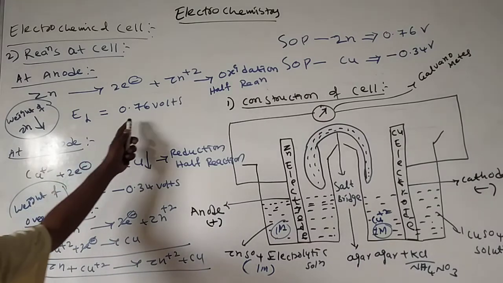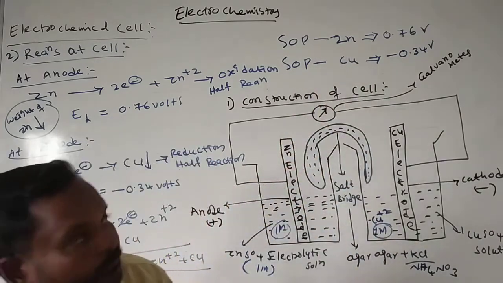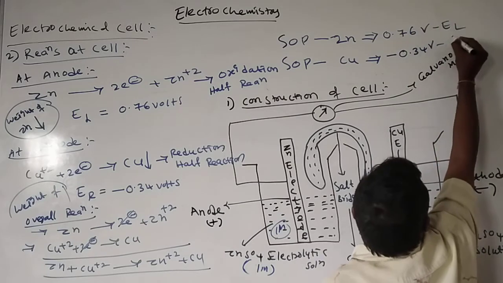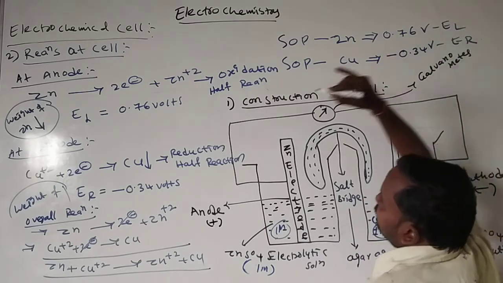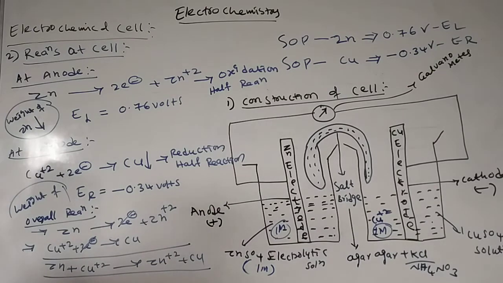You remember these two? E left, E right. Okay, SOP means this is E left, this is E right. Remember these two. Next, in continuation, we will see the calculation.